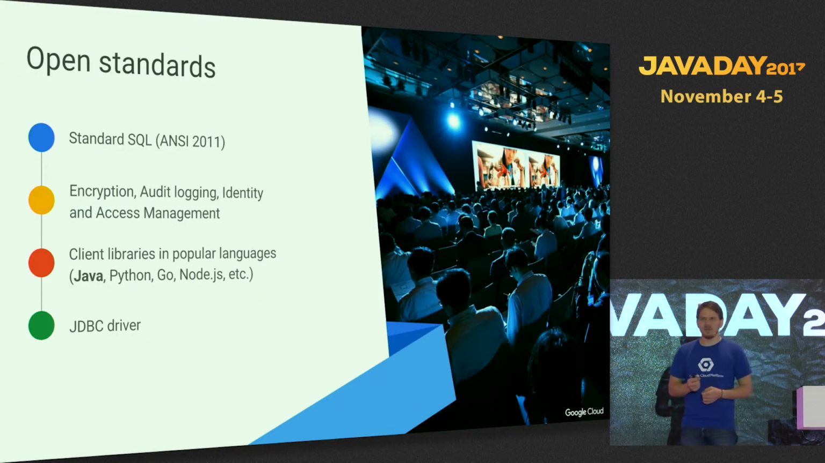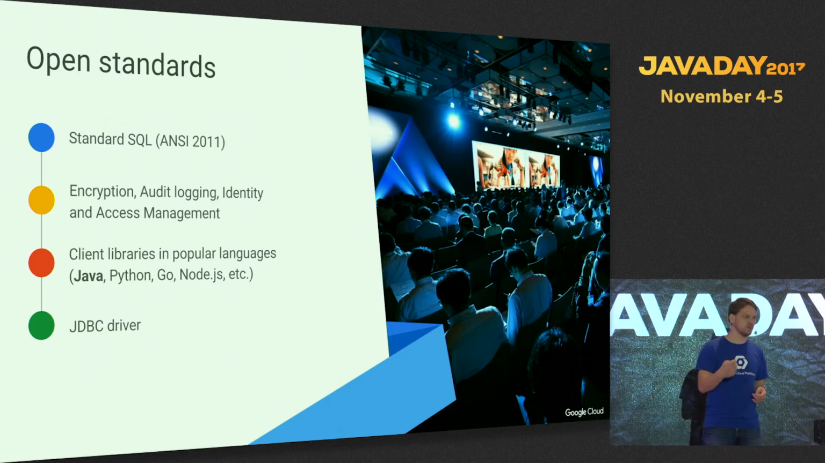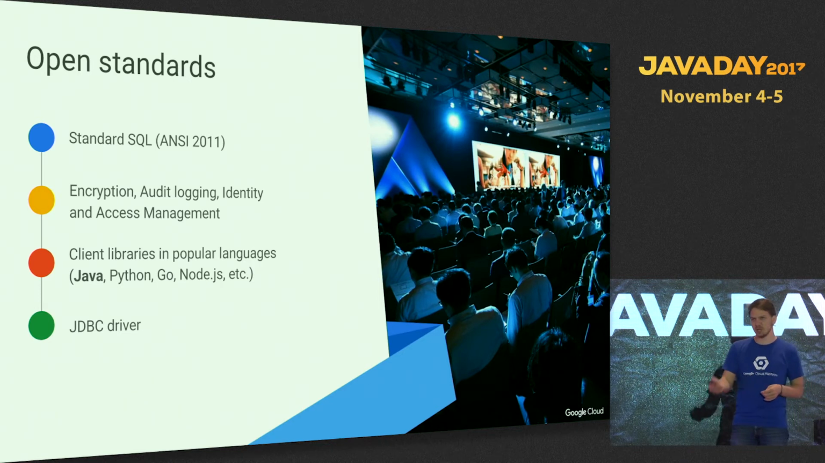Another thing that we needed to accomplish when we were making it available as a product was that we wanted to tap into open standards. So we spent quite some time to implement client libraries, first and foremost a Java client library, but also other languages that we support like Python, Go, Node.js, and many more coming up.